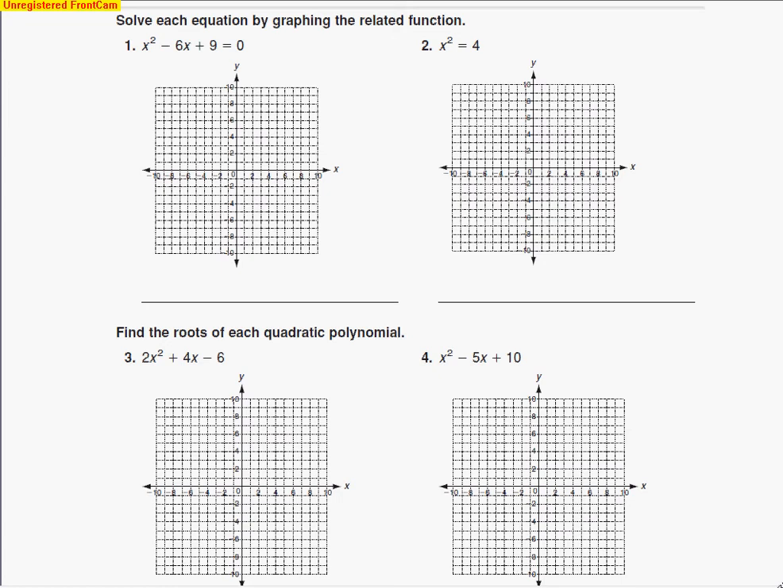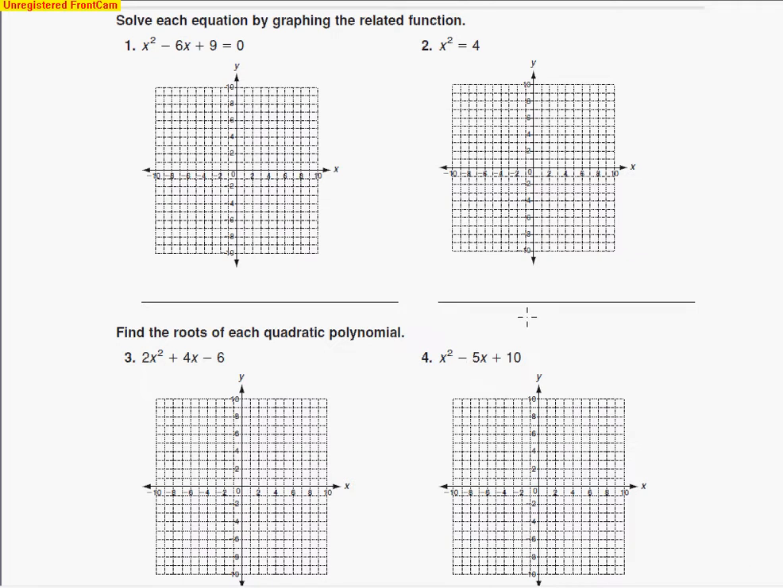Today we are going to be solving some quadratic equations, and there's many ways to solve a quadratic equation. However, today we are going to solve by graphing, and the reason why we graph first is so that you can get a graphical representation of where these solutions really are.